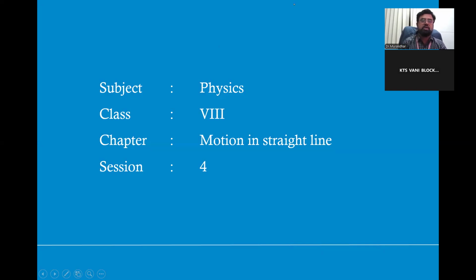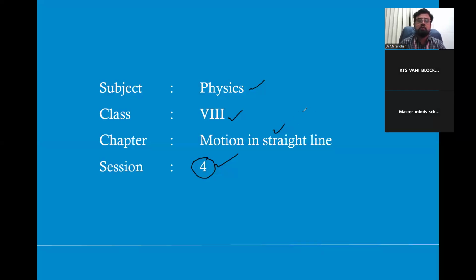As you all can see on the screen, and you are well aware, my subject is physics. We are in class 8th, our ongoing second chapter, motion in straight line. And today we are entering into session number 4, and of course, it is going to be the last session for this chapter.